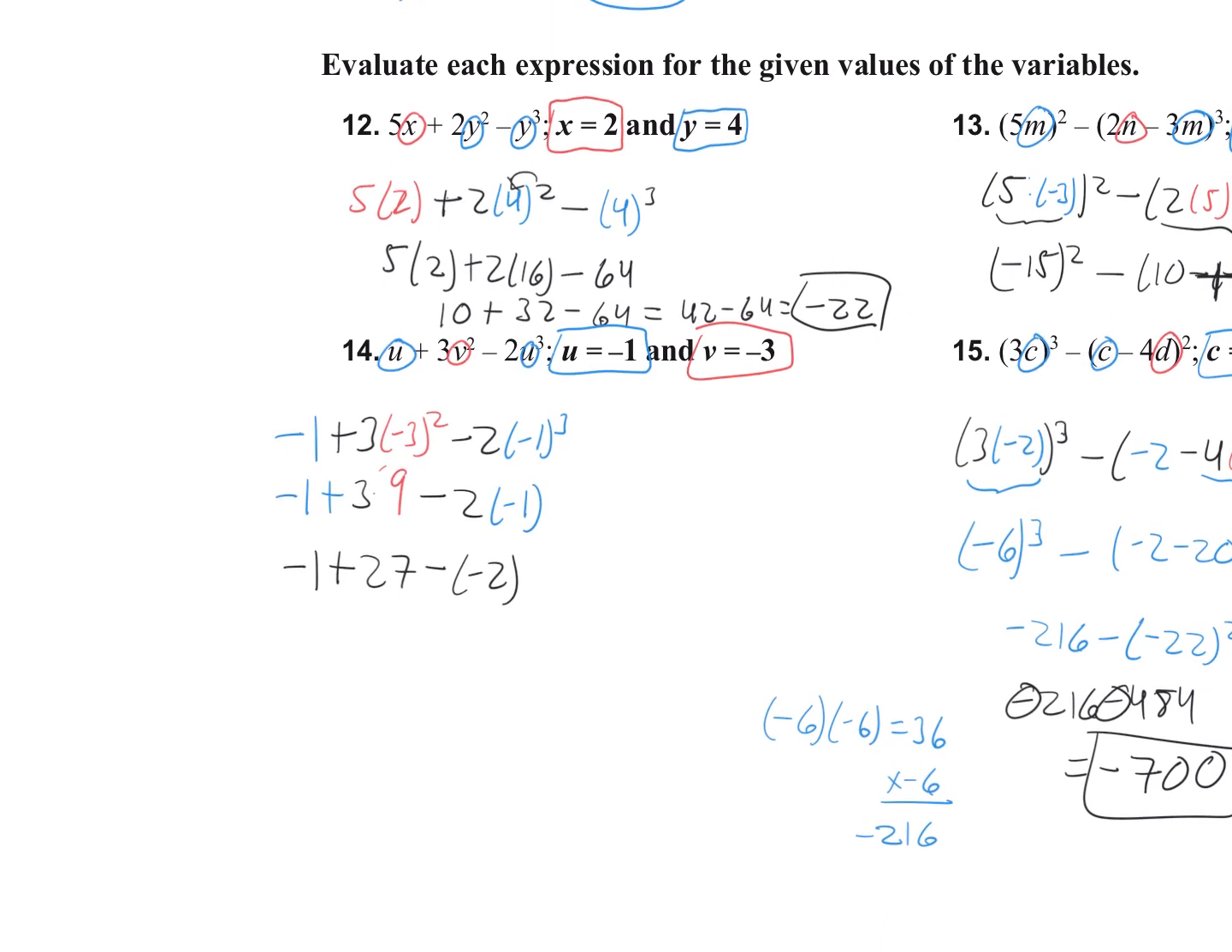Negative 1 plus 27 is 26. And then minus negative 2, we're going to do our big plus, right? I have a negative and a negative, right? And this is going to be 26 plus 2, so 28.